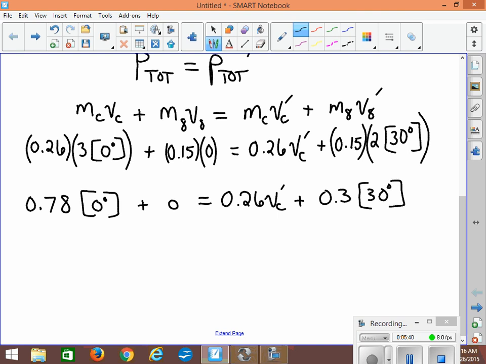Now, if we were doing this with just a linear system, we would just move the 0.3 to the other side and subtract it from 0.78 and get 0.58. But you can't do that in 2 dimensions because those directions make everything a little bit different. We have to think about triangle math, trigonometry. So we're going to move that to the other side, just like we would in a regular equation.